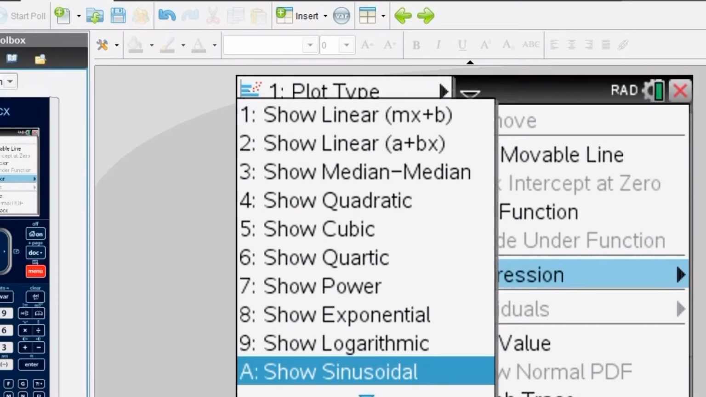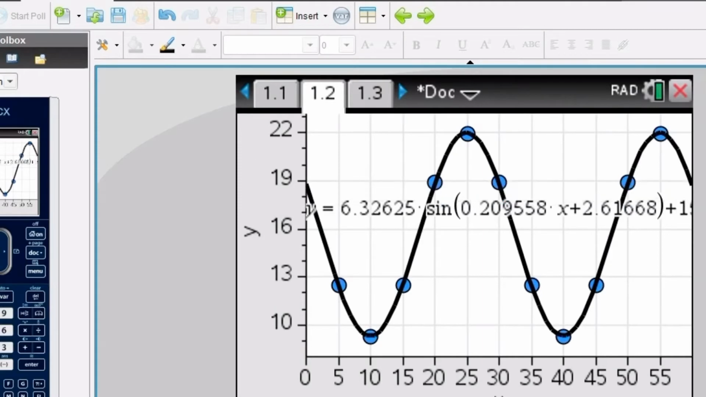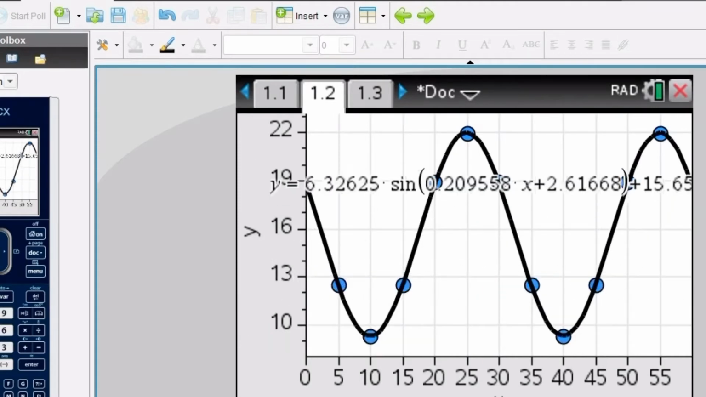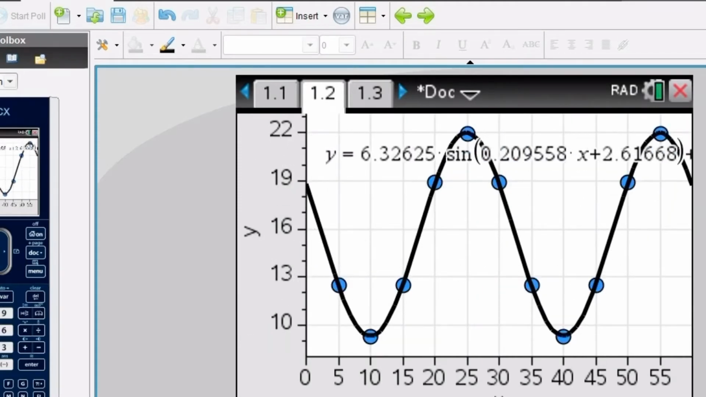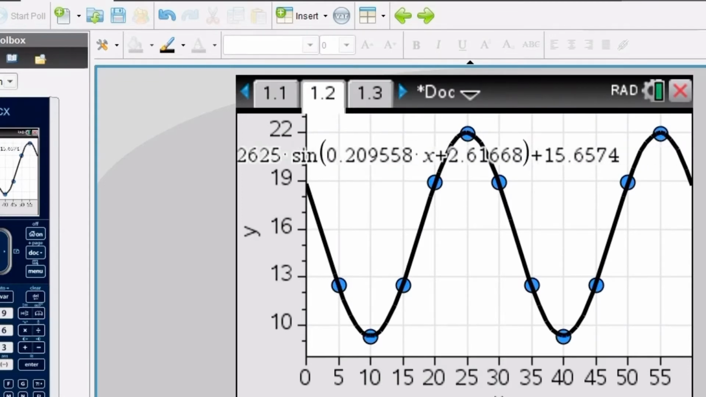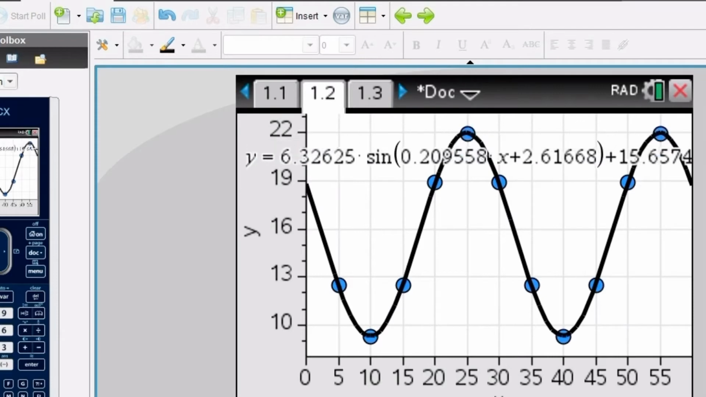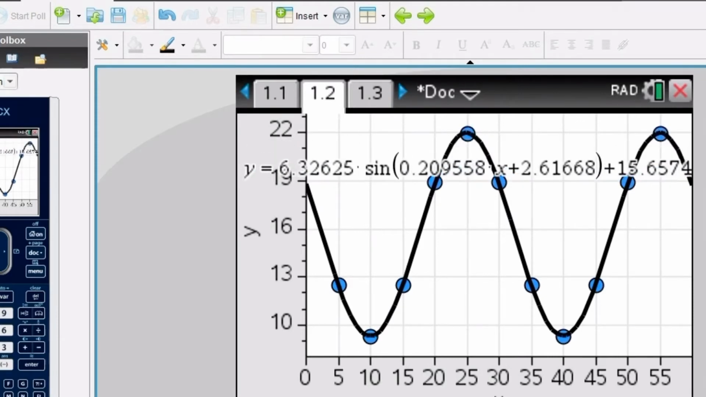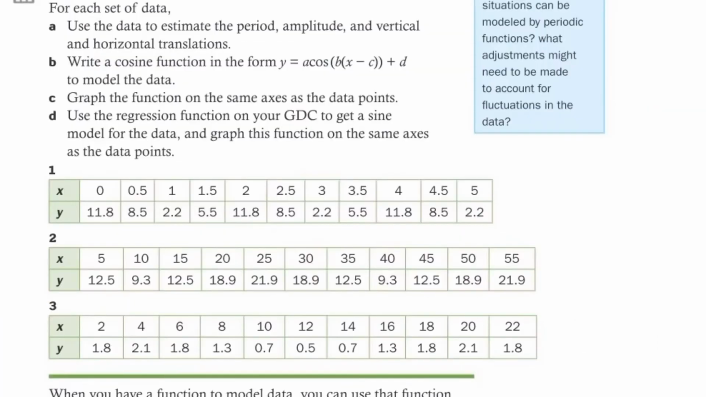So I'm going to choose that one, and you can see that it gives me a function y equals 6.33 sine bracket, so that gives me the model of this function in terms of sine. So that is all you have to do for part C and D. Then you would take a screenshot of this and put it into your evidence folder. For part A and B, you have to do it by hand.